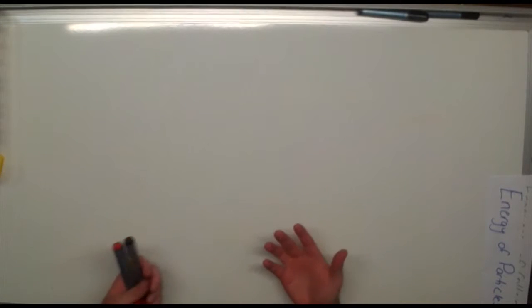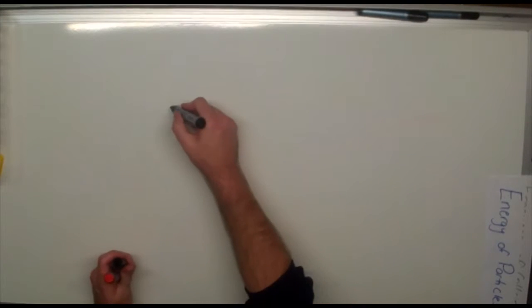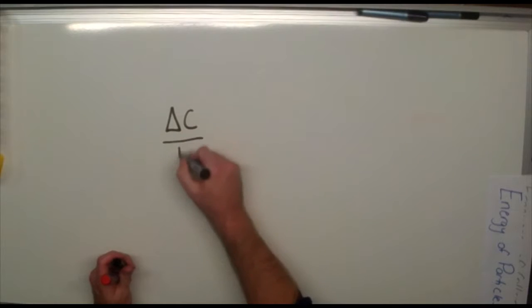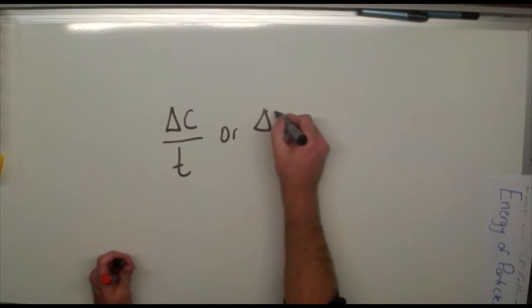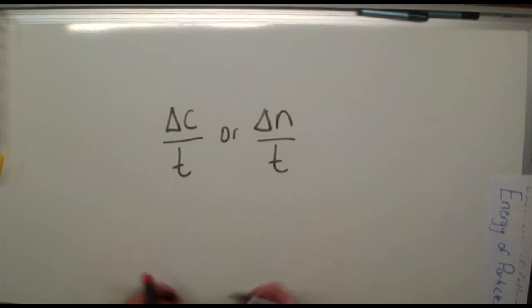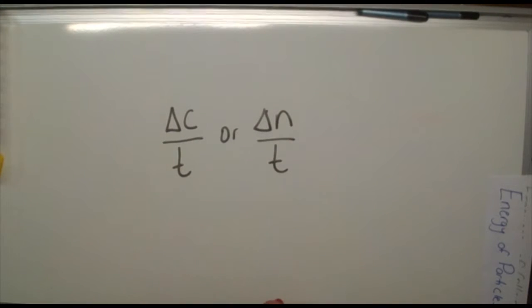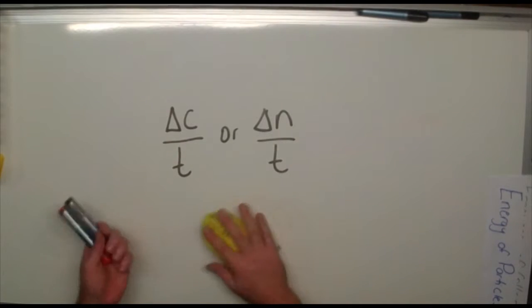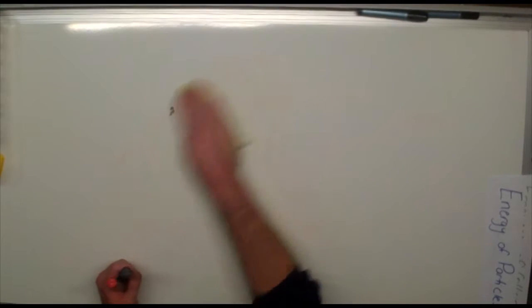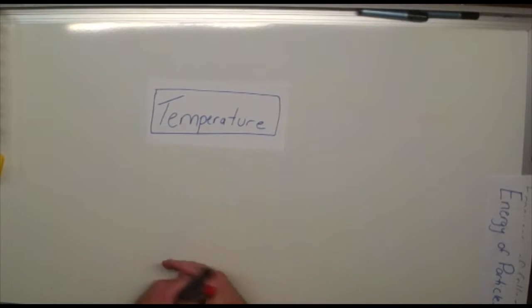Okay, so when we're talking about rate of reaction, it can be measured in two ways generally. It's either a change in concentration over time or a change in number of moles over time. And in reality, it's kind of the same thing, because if you change the number of moles, you change your concentration. Right? If your concentration changes, it's because your number of moles changes. Okay, so that's how we measure our rate of reaction. So first thing I'm going to talk about for rate of reaction is temperature.